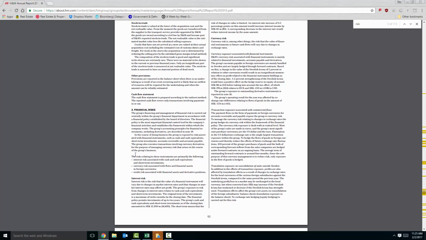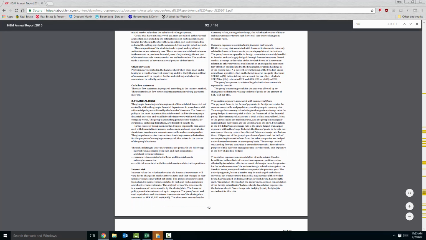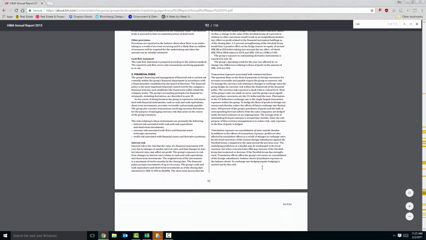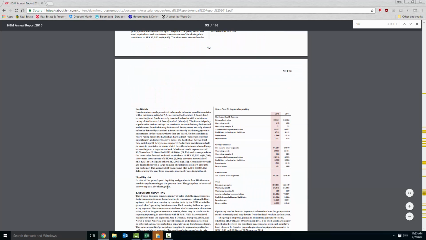So here we see interest risk, we have currency risks, but we do see that there's a whole lot more information. So if you wanted more information about financial risks, it's probably better to find it here. And again, we go down, we see credit risk, liquidity risk, and so on.